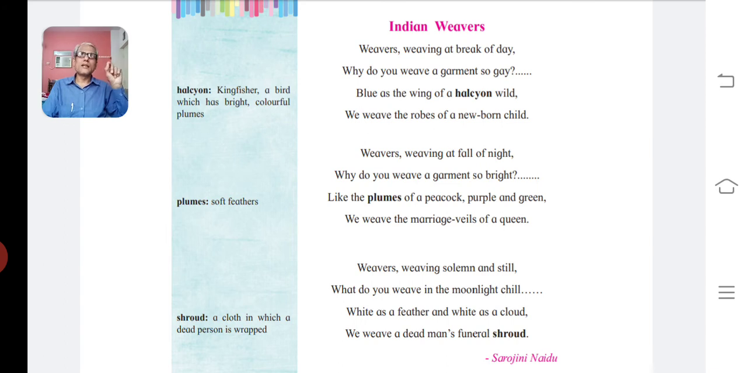Now, this W is to be written into single inverted comma. In the same line, weavers weaving at break of day, there is another figure of speech and that is metaphor. How metaphor is here? Here, the time of the day, that is break of day, indicates the first stage of human life, that is birth or childhood, and so there is metaphor.